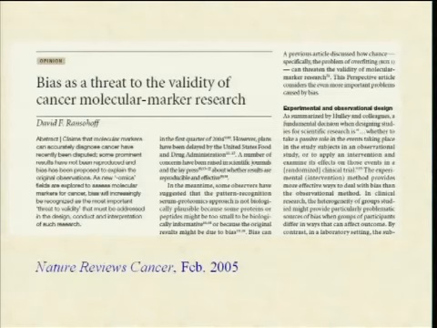Now, some people have written on this, and some people have really taken it seriously. They've said it's a threat to the validity of cancer molecular marker research, the bias. But this selection bias is present in all types of forms. There's a famous data set on breast cancer by Laura van 't Veer, and she selected the top 70 genes essentially on the basis of the T statistic.